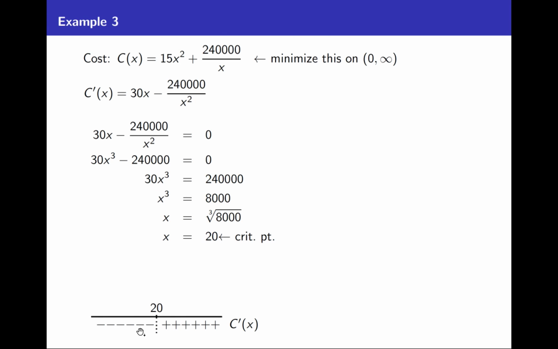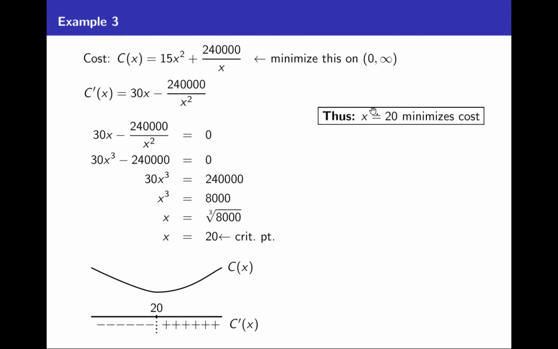Aha! And look, now we have a local minimum right there at 20 by the first derivative test. And this says the cost function was decreasing until we got to x equals 20, and then it started increasing again. So we know we've got an absolute minimum right there at 20. Okay, so x equals 20 minimizes the cost.